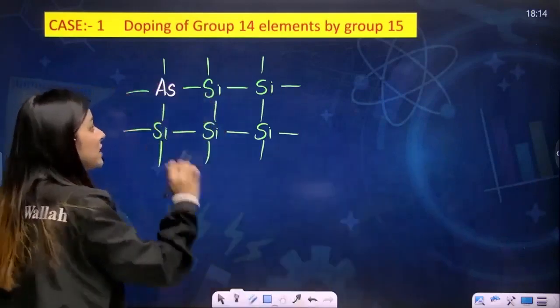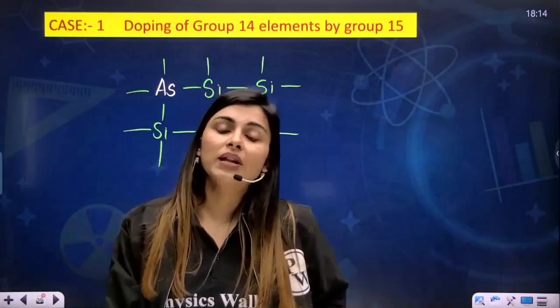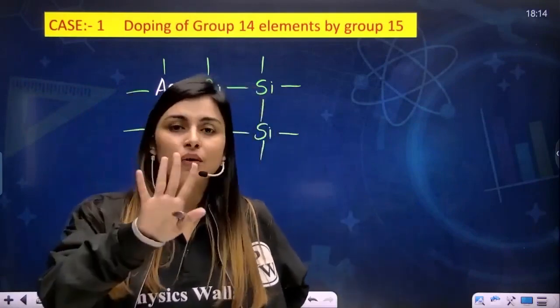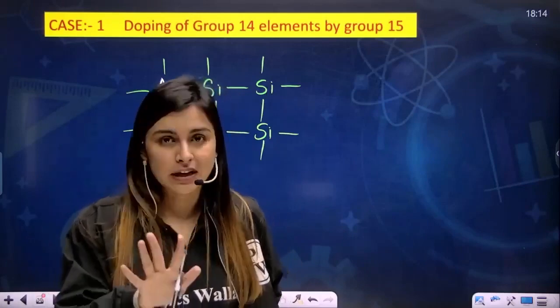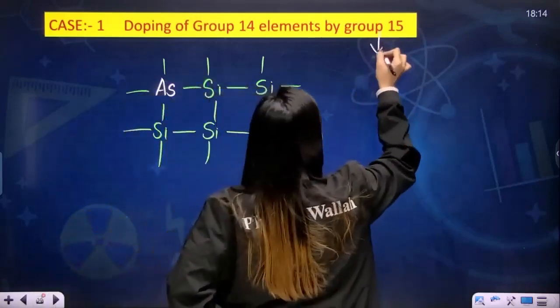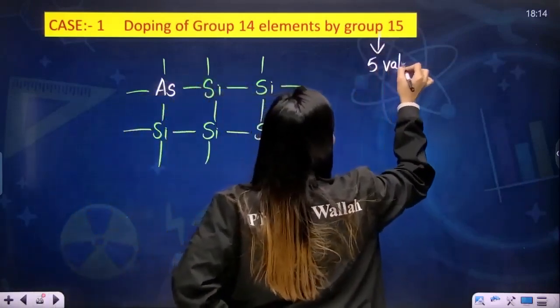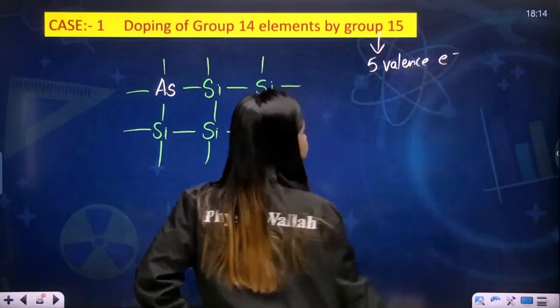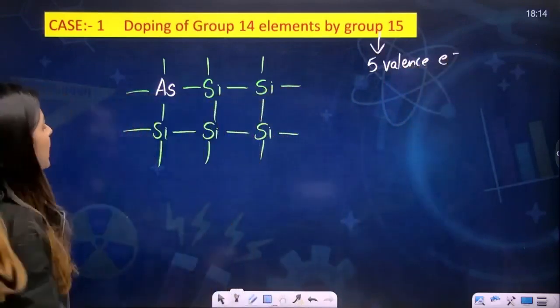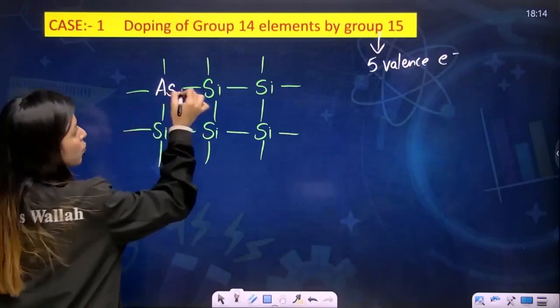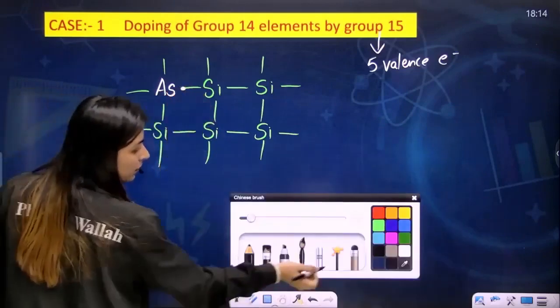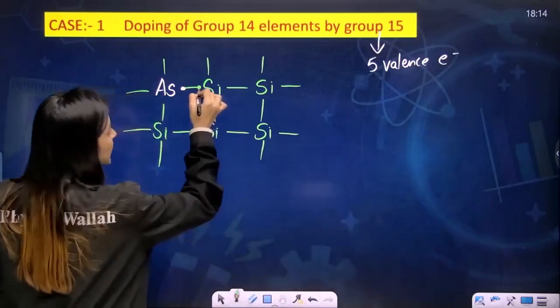Now since it belongs to group 15, you know that group 14 elements have 4 valence electrons and group 15 elements have 5 valence electrons. It has 5 valence electrons. Now see, you know every bond is made up of 2 electrons. So 1 electron will be of arsenic and 1 electron will be of your silicon.